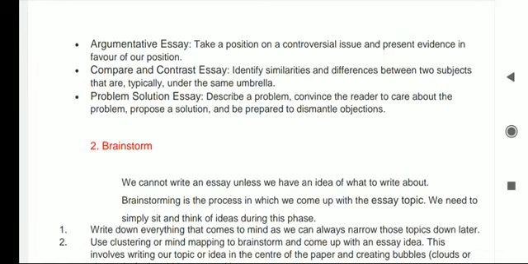Compare and contrast essay. Identify similarities and differences between two subjects that are typically under the same umbrella. And the next one is problem solution essay. Describe a problem, convince the reader to care about the problem, propose a solution, and be prepared to dismantle objections.